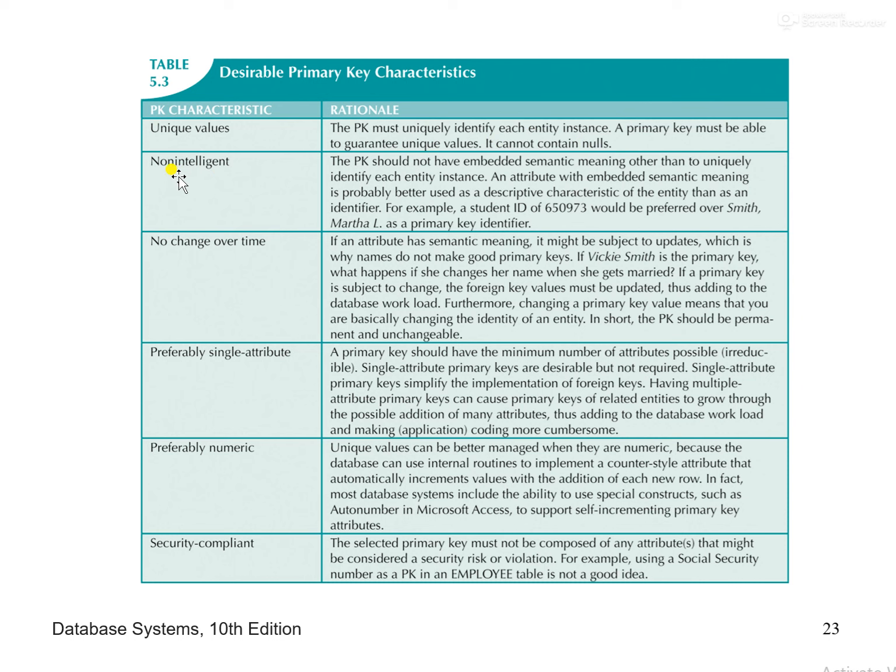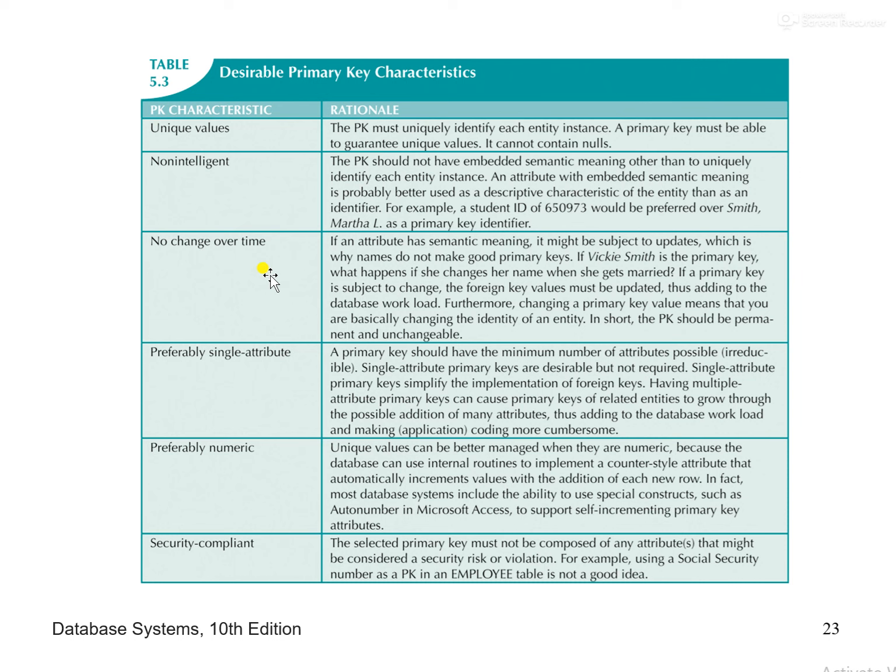The second characteristic is it should be non-intelligent. Now what does it mean by non-intelligent? It means that your primary key should not have some meaning other than uniquely identifying the entity instance. Like, if we are choosing a primary key for a student, we will choose student ID as a primary key instead of student first name and last name. Why? Because student ID is a number and this number has no meaning in it. But if we choose student first name and last name as a primary key, it has a meaning in it. It shows that this particular record belongs to this student.